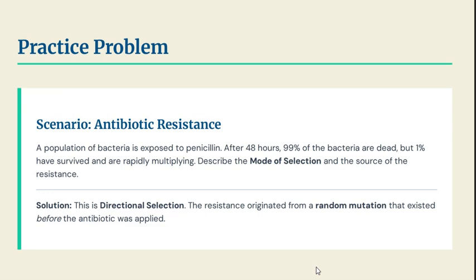So, scenario: antibiotic resistance. A population of bacteria is exposed to penicillin. After 48 hours, 99% of the bacteria are dead, but 1% have survived and are rapidly multiplying. Describe the mode of selection and the source of the resistance. I'll give you a couple seconds to think about it.